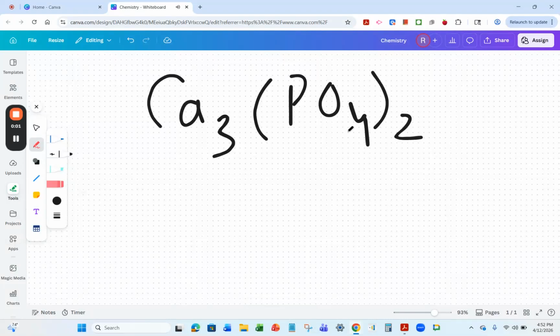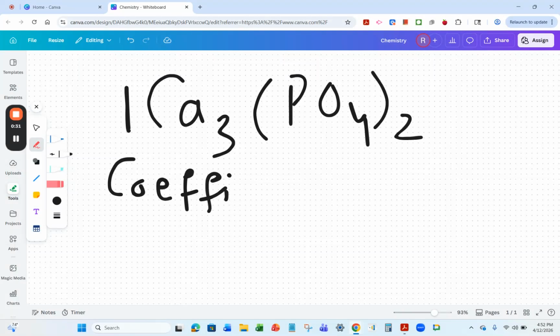Hello everyone. In this video I'm going to show you how to count the total number of atoms in a given chemical formula with or without coefficient. So you can see in this formula it's a calcium phosphate. There is no number in front of this whole formula. If there is no number, it is understood it's a 1. So when we want to count the total number of atoms, it's the simple formula.